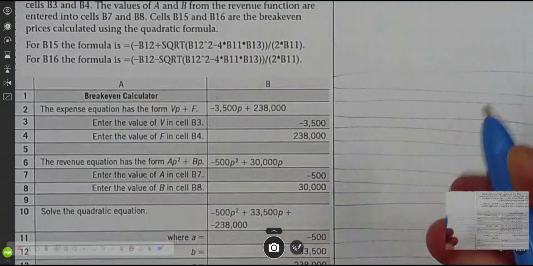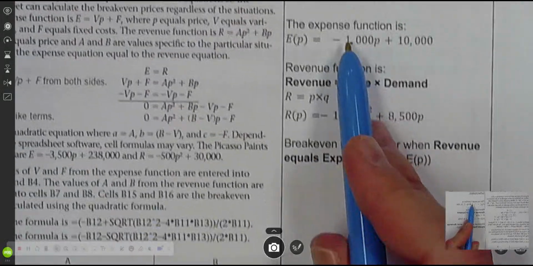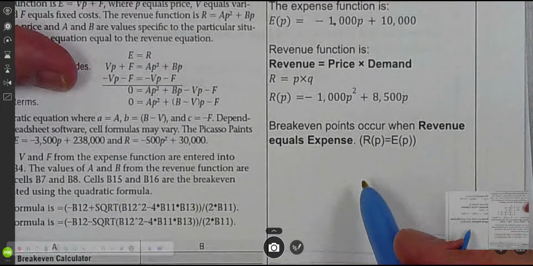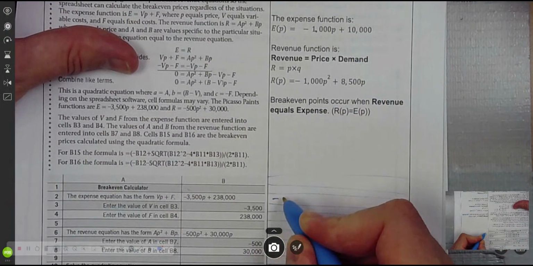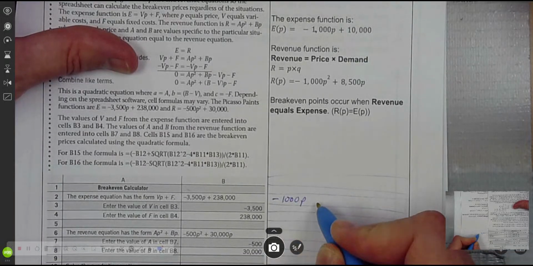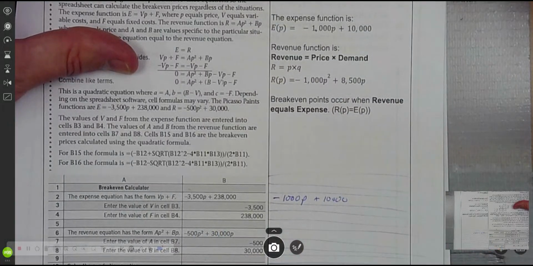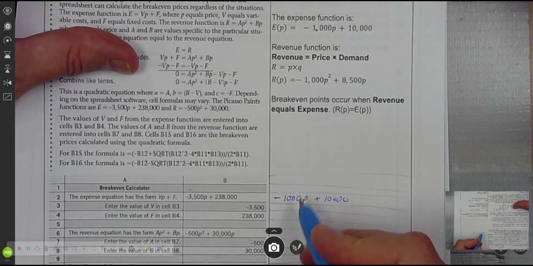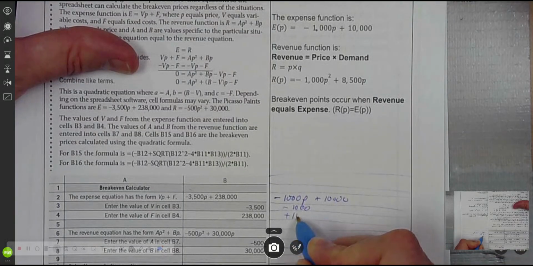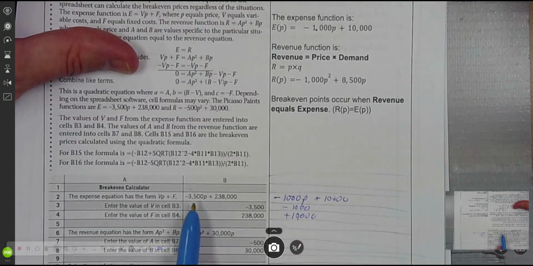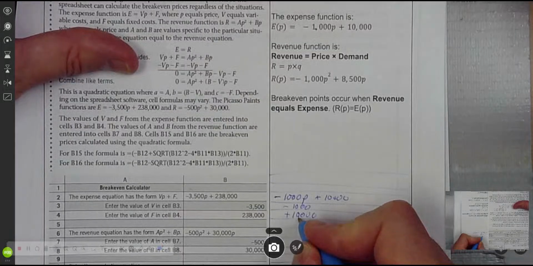All right, so we're going to do it just like they did it, right? They have their expense function here. So I'm going to put my expense function in. So what is my expense function? Oh, it's right there. Expense function right here: negative 1,000 P plus 10,000. I'm going to do whatever they did, here on my paper. They broke it up into this. All right, so negative 1,000 goes here, and 10,000 goes here. You see how I'm copying just what they did? That was a comma, not a 9,000.